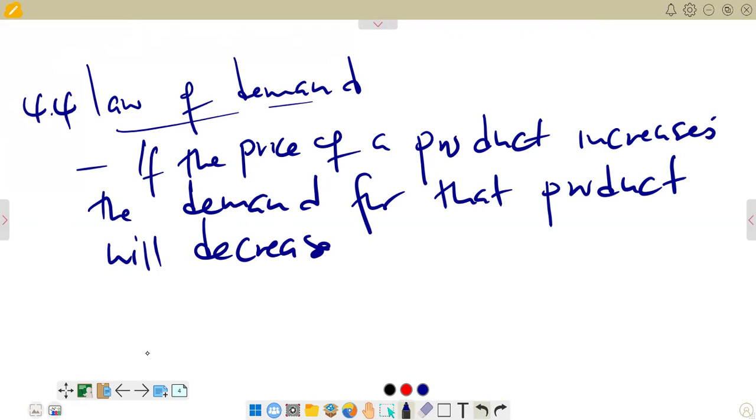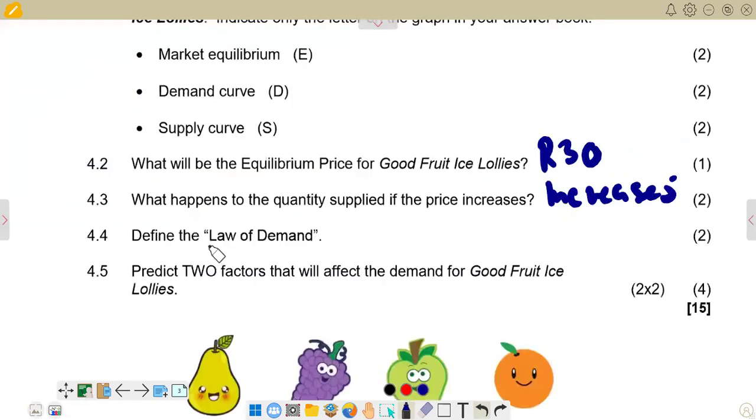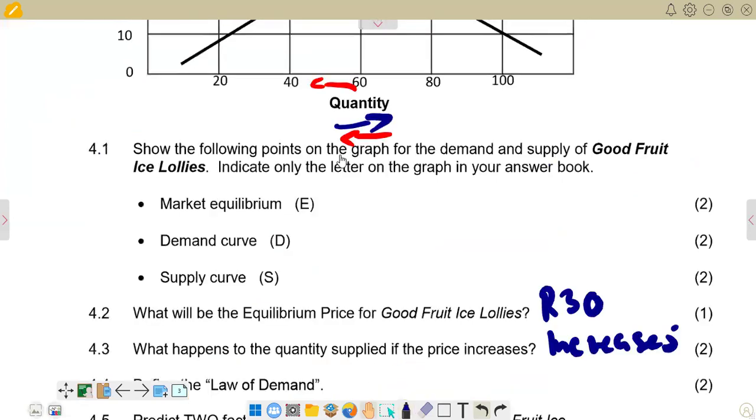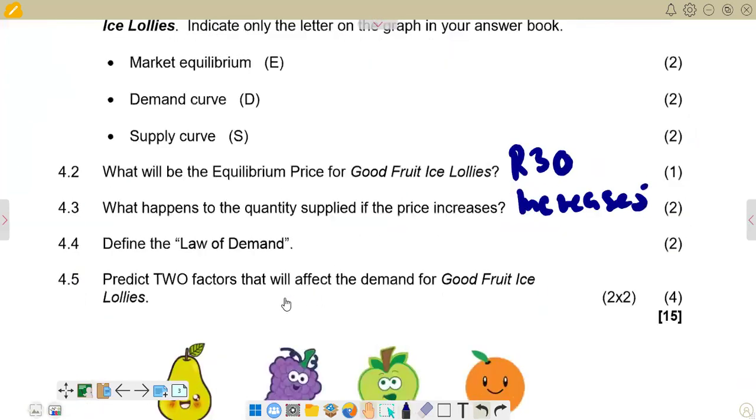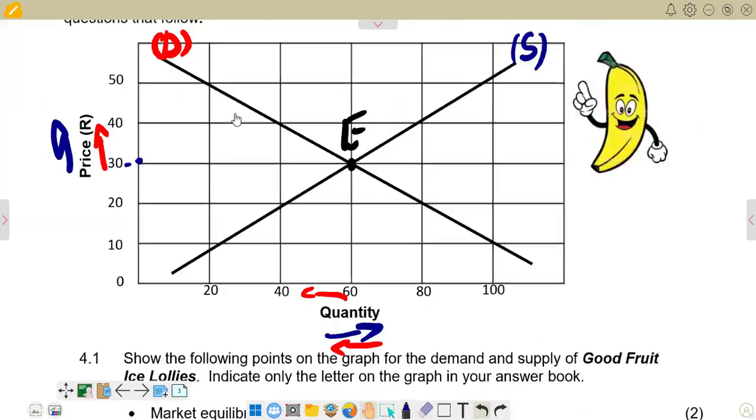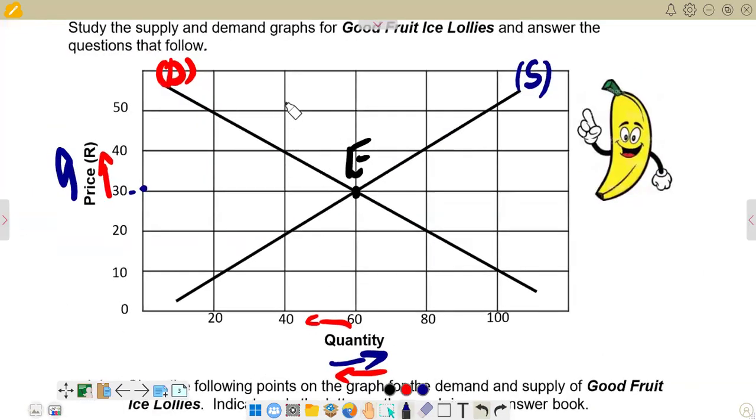Then we can go to the next one, which is now 4.5. It reads, predict two factors that will affect the demand for good fruit ice lollies. We can repeat the question. So the factors being looked at are factors that are going to cause the curve to change its position. This is our demand curve, so which factors can cause this demand curve to shift upwards or downwards? Those are the factors that we are looking for.